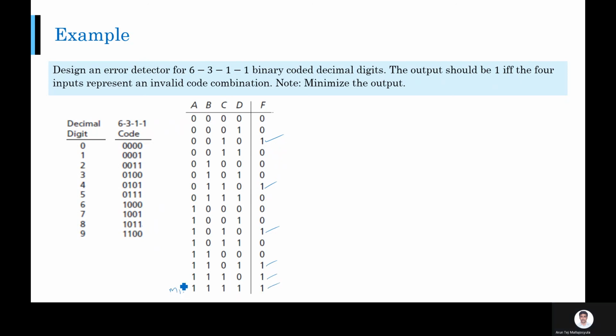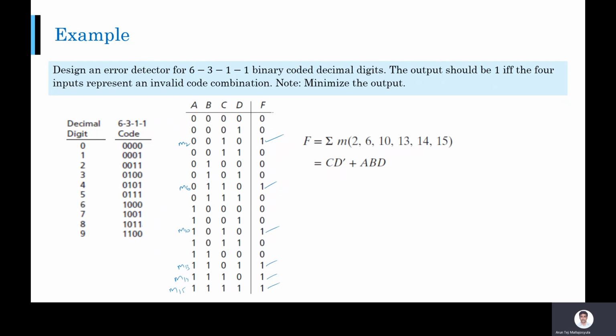So what are my minterms then? These are my minterms: 2, 6, 10, 13, 14, 15. If any of them appear, the function has to be 1. So the function will be the sum of all these minterms. You do the minimization. I'm leaving this exercise for you. You can do it, and when you do the minimization, this is what you get.